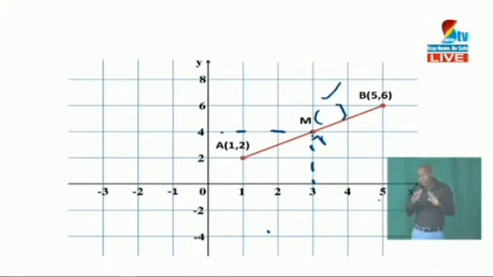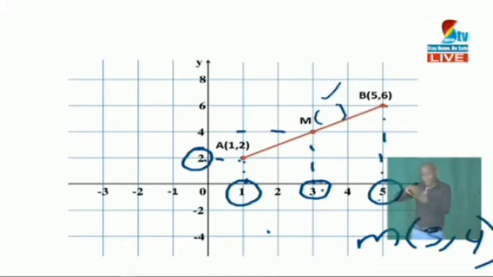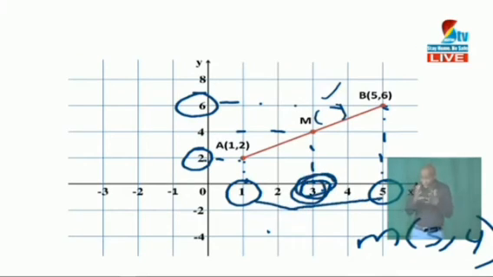How can we get to this 3 and that 4? We have said the coordinate of M is (3, 4). It's clear from the graph. But ask yourself, how can we find this 3? Remember, we are using the coordinates of the end points. For A, the x coordinate is 1 and the y coordinate is 2. For the other endpoint, the x coordinate is 5 and the y coordinate is 6. From these two numbers, how can we find this 3?